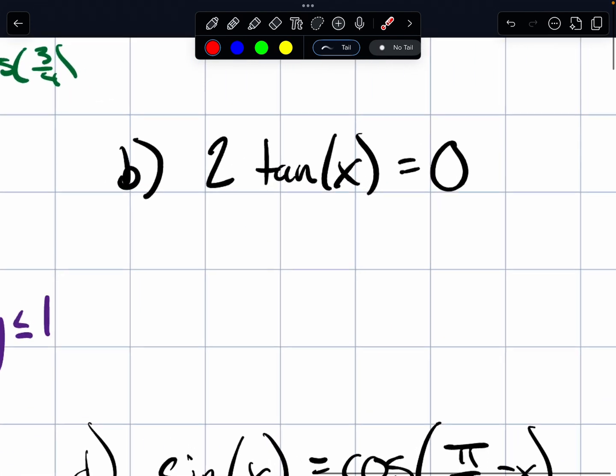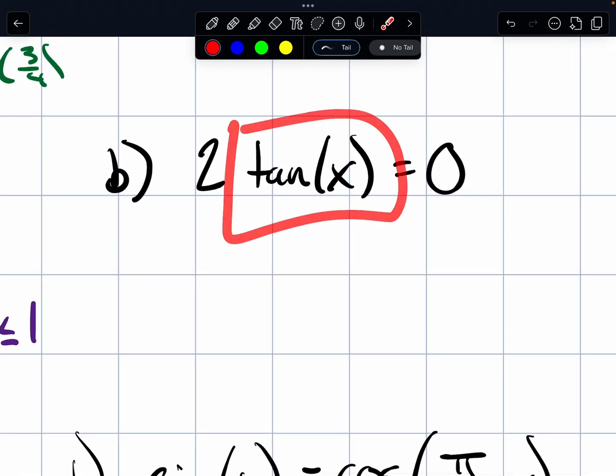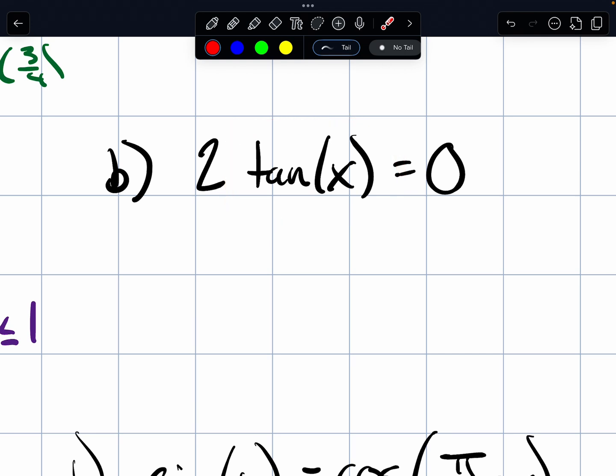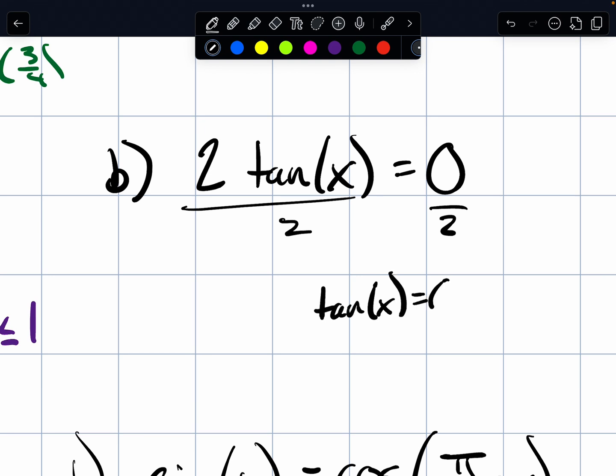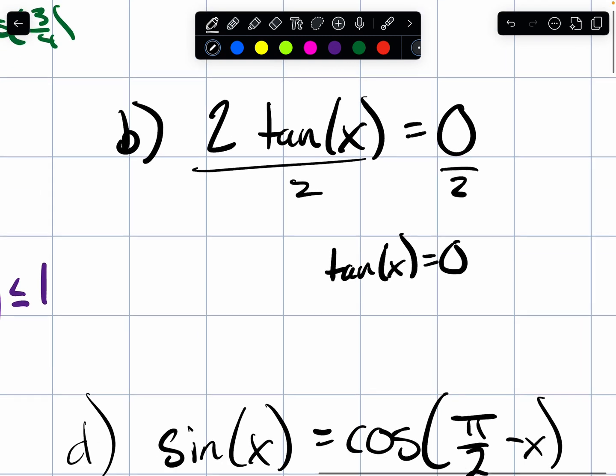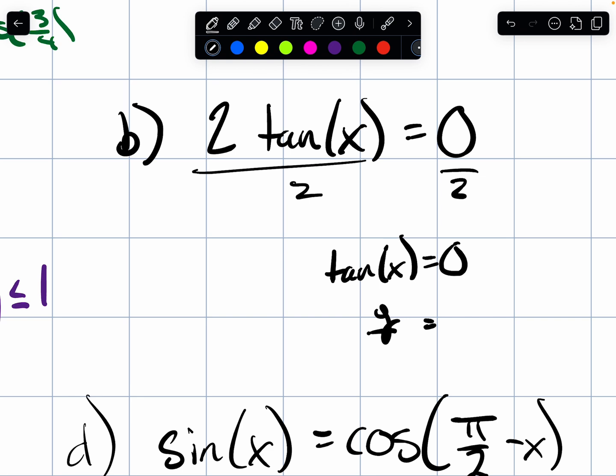And to answer B, we need to think really about what tangent is, because when we're solving for trig stuff, I want to get my trig function all by itself. So I want to get tangent by itself. So I'm just going to start by dividing both sides by 2. And on the right, this just equals 0. 0 divided by 2. So I get tangent of x equals 0. So this means when is my tangent equal to 0? Which we know tangent is equal to y over x.